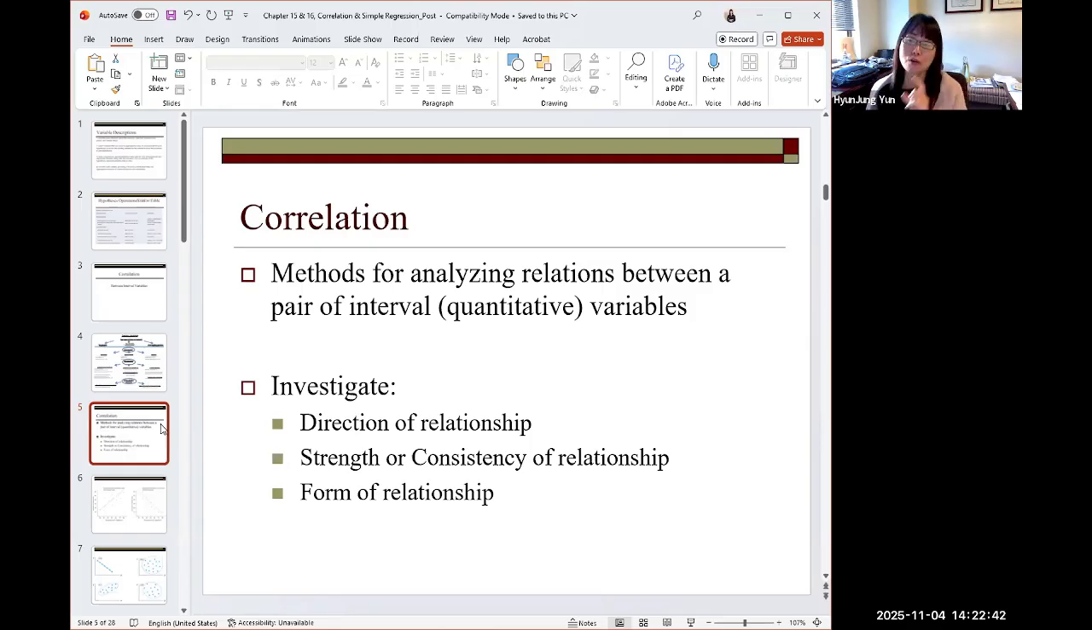Okay, so your hypothesis is related to the direction of a relationship, the strength of a relationship, or the form of a relationship. You can use a correlation test as long as your variables are interval and quantitative variables. Okay, so that is the hypothesis and scales of measurement for the correlation test.